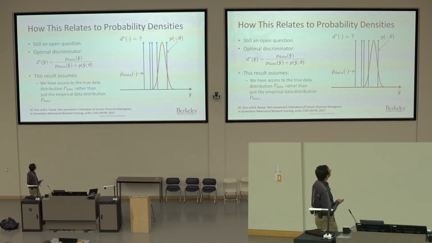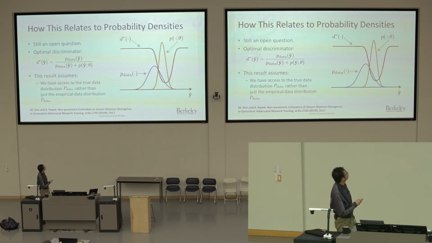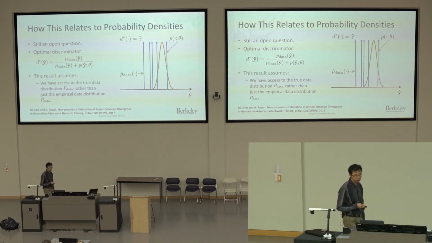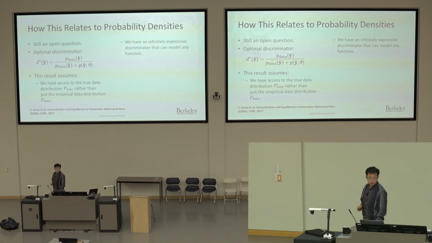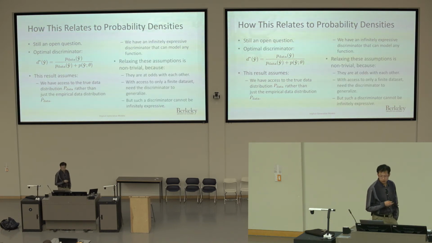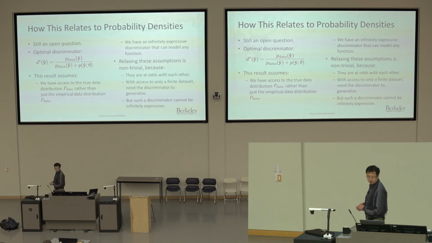This shows you what this looks like. For the true data distribution we obviously have a well-defined optimal discriminator, but if we just have an empirical data distribution, the optimal discriminator is no longer well-defined. Secondly, we have to have an infinitely expressive discriminator that can model any function. Relying on these assumptions is tricky because of the following.